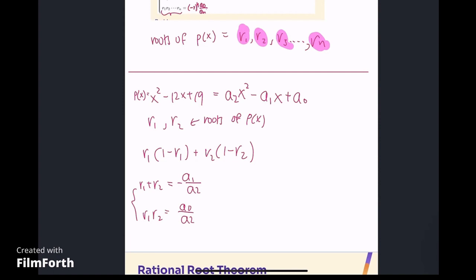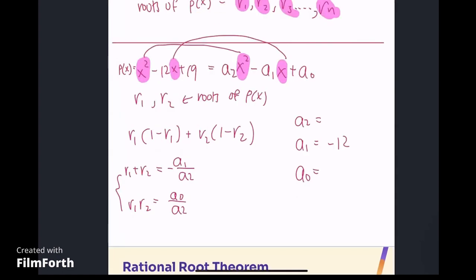So let's first figure out what the values of A2, A1, and A0 are going to be. Does anyone have any ideas? For A1, I've seen a good response, it should be negative 12, because if we match them up, they're just the coefficients of these parts. So this with this with this. That tells us A1 should be negative 12 and A2 should be 1. And what about A0? 19, yeah, really good.